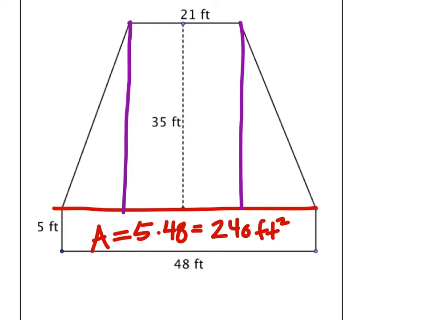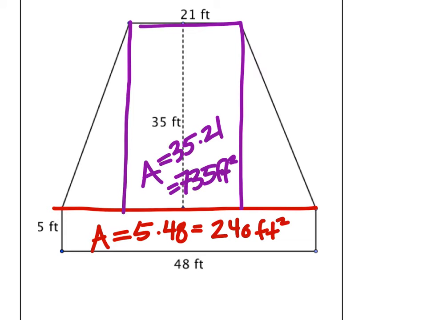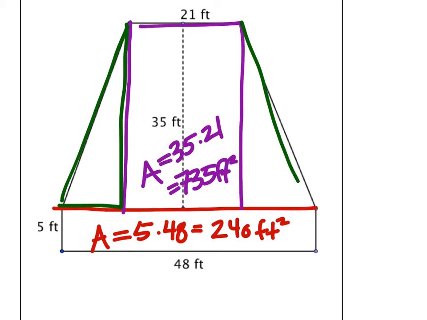But I've got this rectangle, which gives me an area of 35 times 21, which is 735 square foot. Next up, I'm going to find the area of this green triangle, and it's going to match this triangle as well. Did you just put those together? Yeah, that's what we got to figure out.